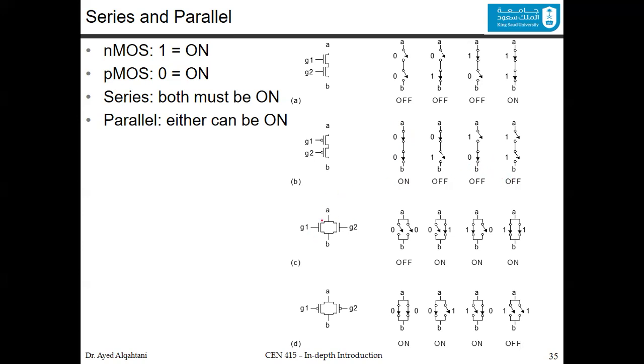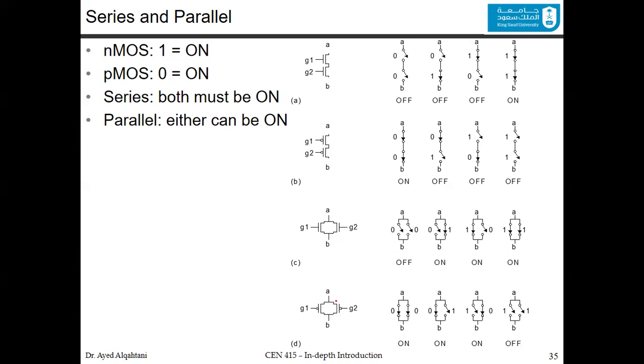Now, in the parallel case for the NMOS, if one of them is 1, then you will have a connection between A and B. You won't have a connection only in one case: when both of them are 0 in the gate. So when both inputs in the gates are 0, you don't have a path between A and B, and the path is off. Otherwise, it would be on because one of them would be 1.